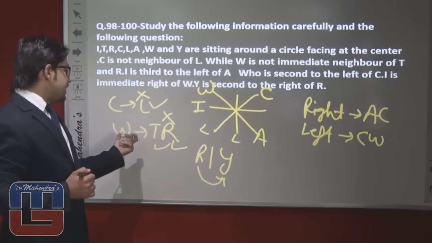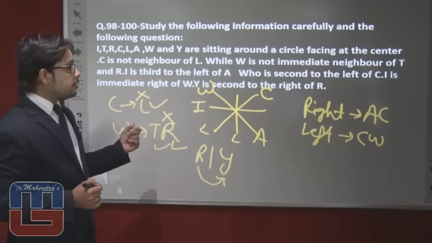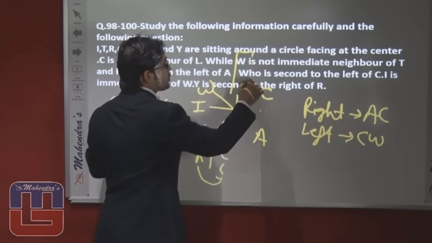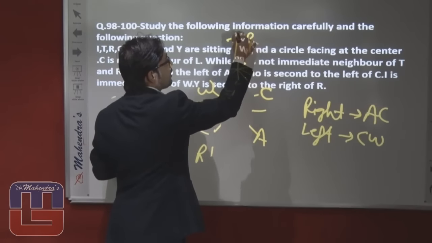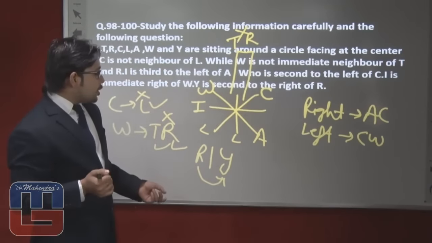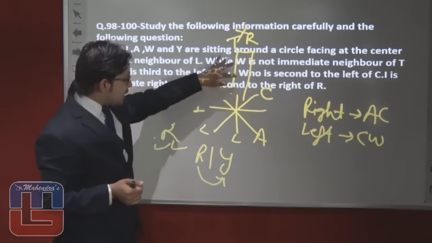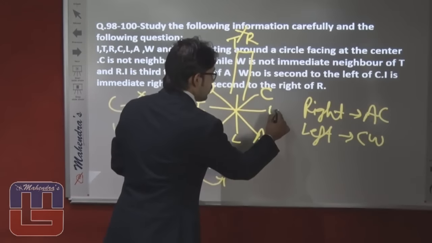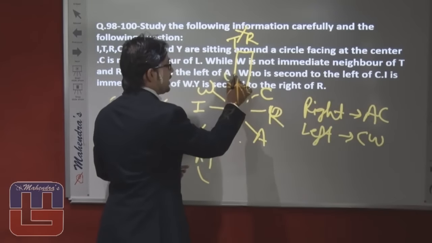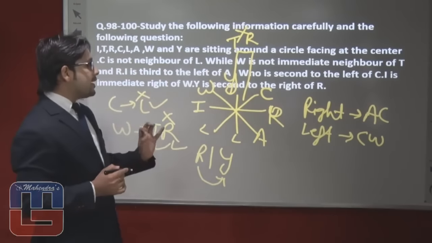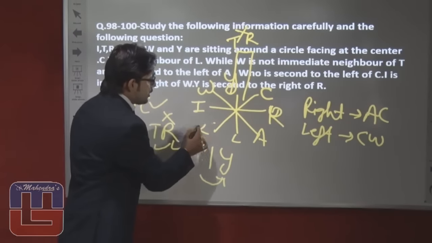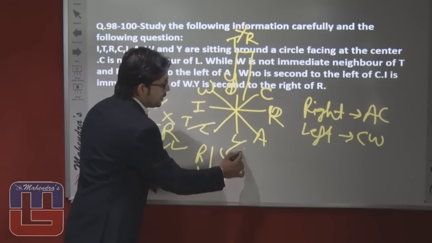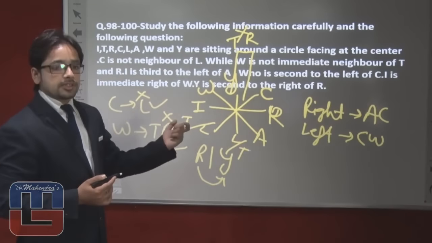Still we are aware that W is not neighbor of T and R. Two members will not be in this position. T and R cannot sit there. If we put R here, then Y must be there. So we can put R and Y here. R, then second right is Y. The last name will be T. Still we are unaware where we should put T. So that's about the sitting arrangement.